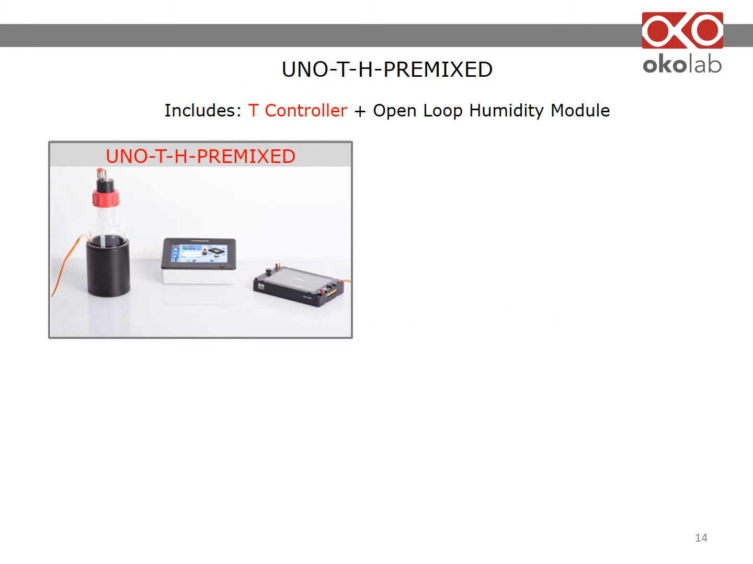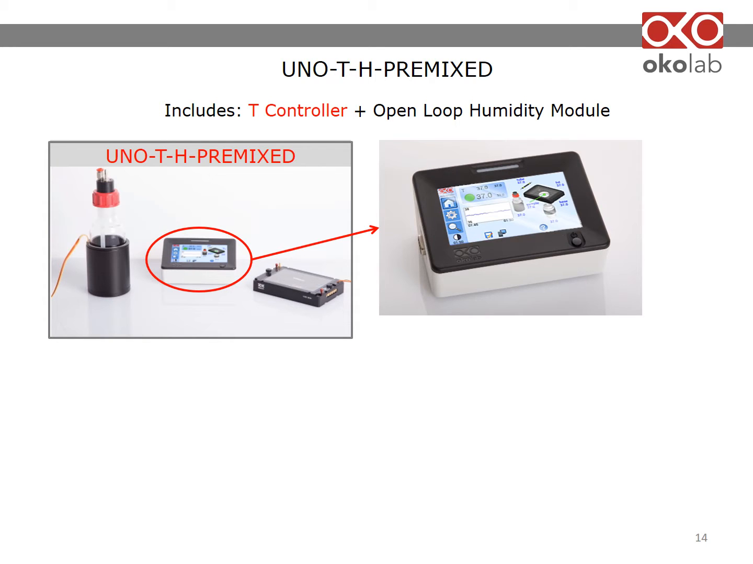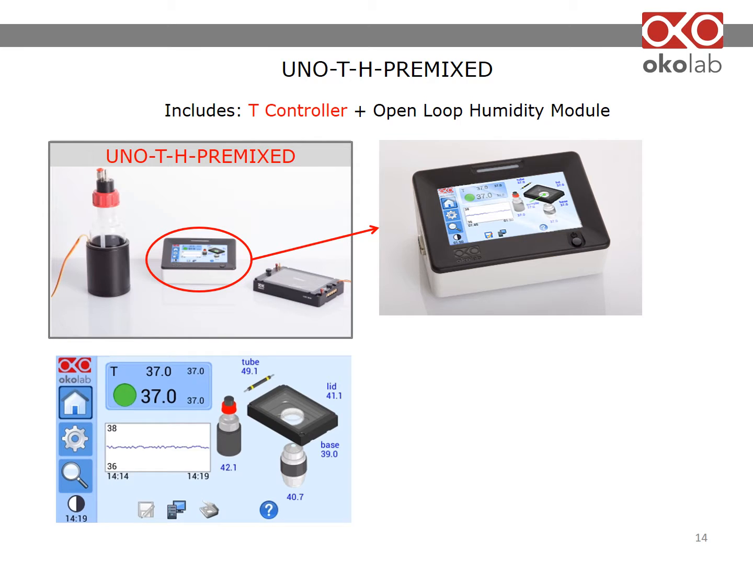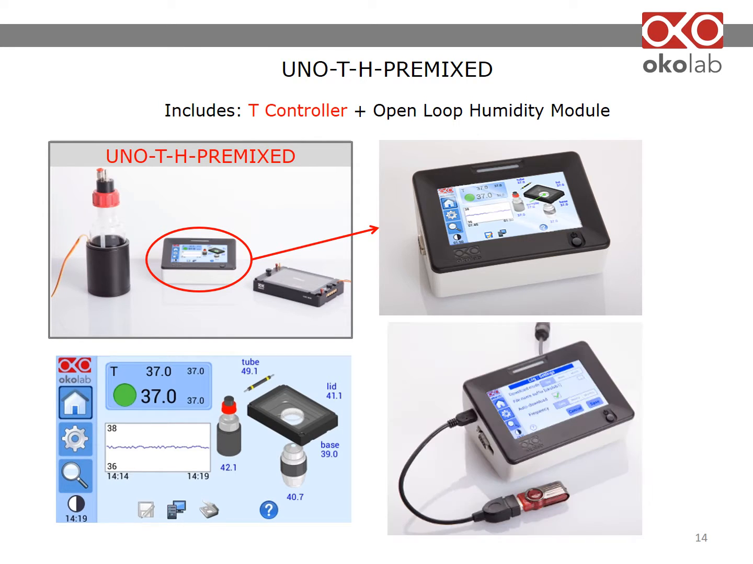If you're using a premixed gas source, then select UNO-T-H-PREMIXED. It includes a temperature controller with a 4.3-inch touchscreen interface, user-friendly and intuitive. The device has onboard memory to log data and a mini USB port to download it to an external memory card.